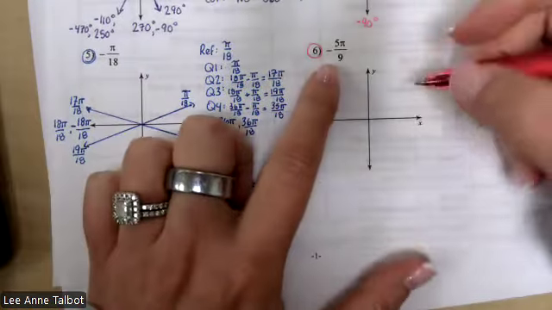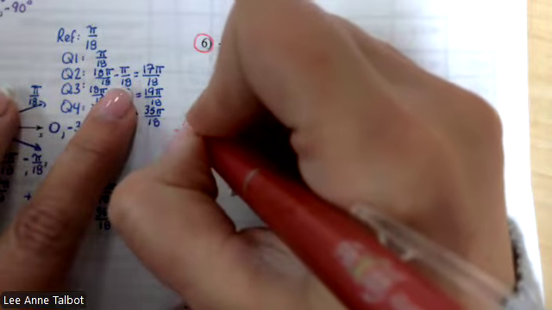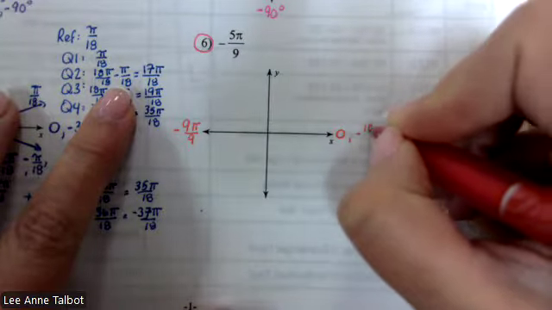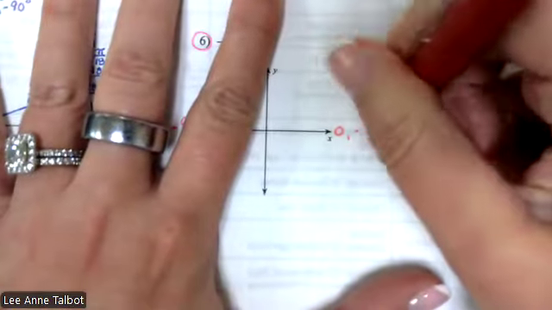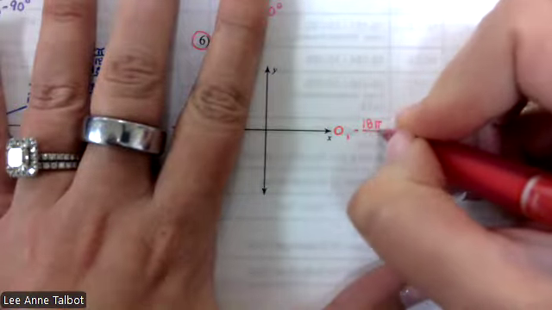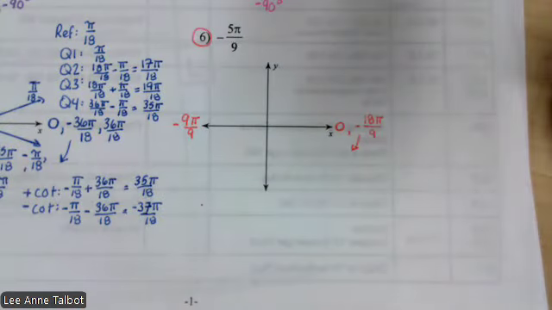Okay, so this one is denominator of 9. So I'm gonna go 0, negative 9 pi over 9, negative 18 pi over 9. And I'm going to make a little arrow showing I'm rotating in the negative direction.